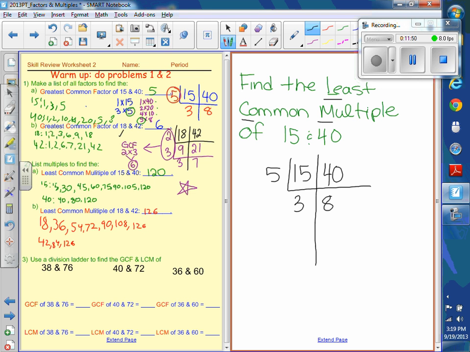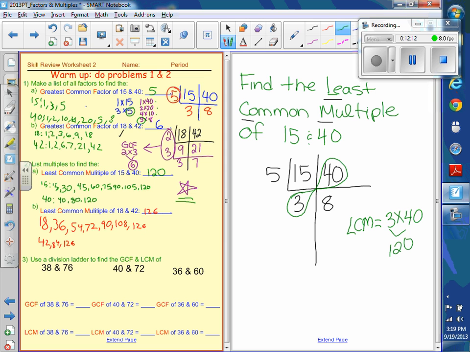Okay? So watch this. The least common multiple is the bottom of the ladder times the top of the ladder. So the LCM, there's 3 ways to find it, is either 3 times 40. What's 3 times 4? So what's 3 times 40? 120. And is that answer correct? Yes, because we did it the long way over here, right?